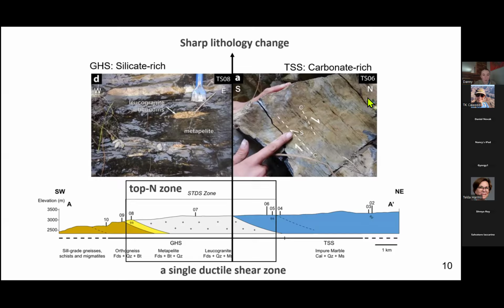I'd also like to draw your attention here to the white unit. This is the Chokyang Arm leucogranite that we just discussed. And we can see that based on the top north definition of the shear zone, this leucogranite is actually included within the top north zone, so within the South Tibetan Detachment System zone.